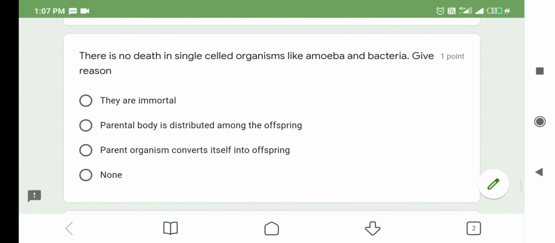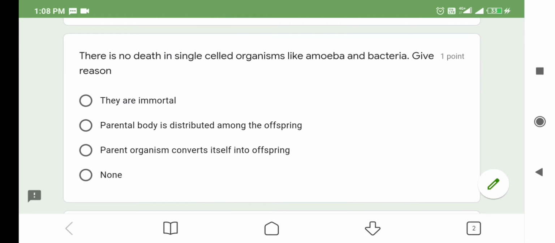Next question. There is no death in single-celled organisms like amoeba and bacteria. Give reason. Option number 1, they are immortal. Option number 2, parent body is distributed among the offspring. Number 3, parent organism converts itself into offspring. Option number 4, none. First one, they are immortal. It means they don't die.